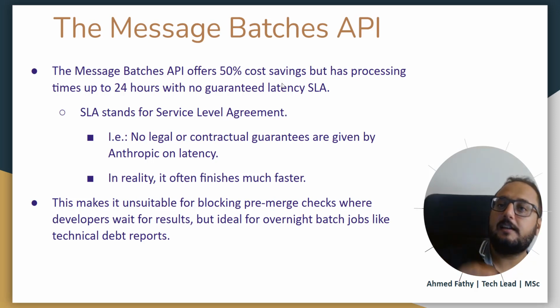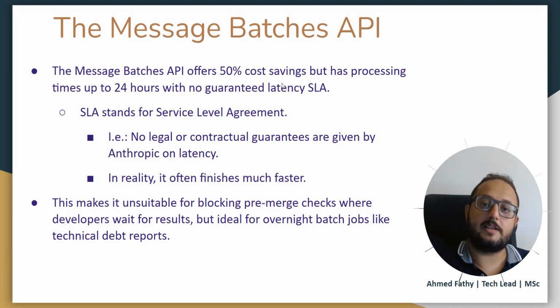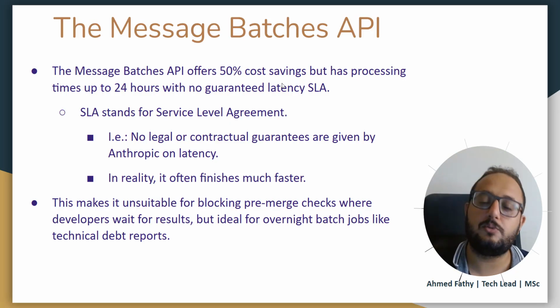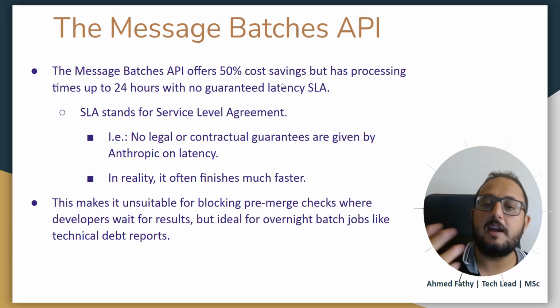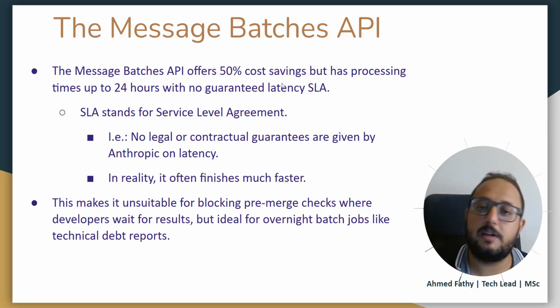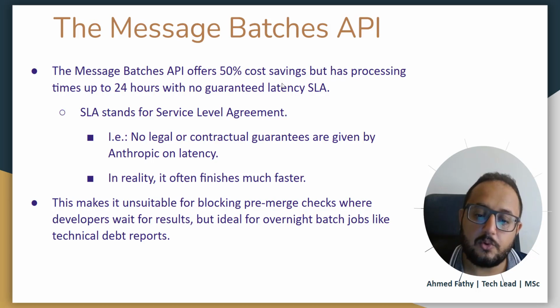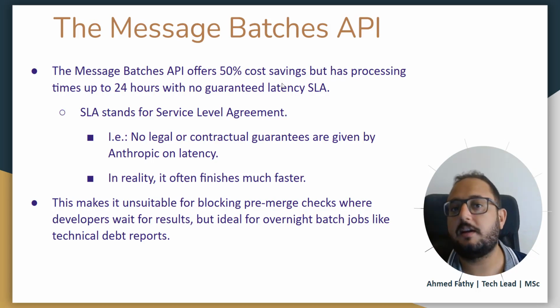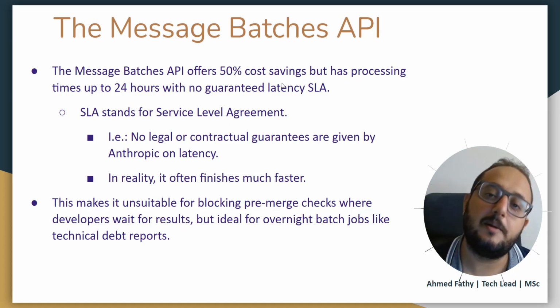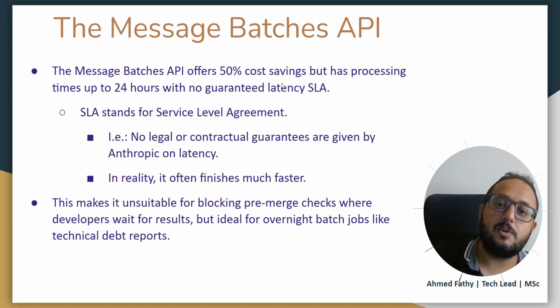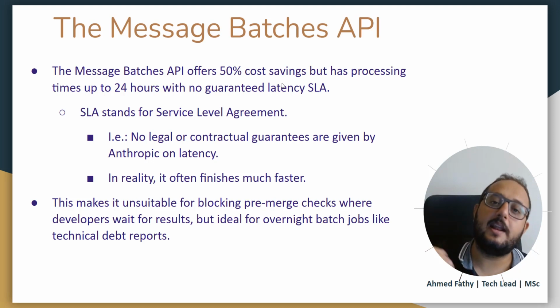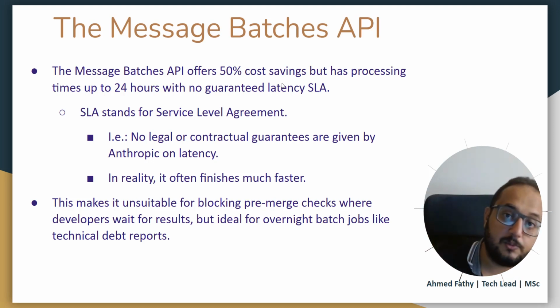So you really still send your request to Anthropic, but you can send a lot of requests in a batch. And then Anthropic will not even try to respond to those in real time. It can do those and respond within 24 hours. So this makes it unsuitable for blocking pre-merge checks. I mean, if you are familiar with merging branches in GitHub or something, sometimes you actually need to run some checks before you allow a branch to be merged back into main.